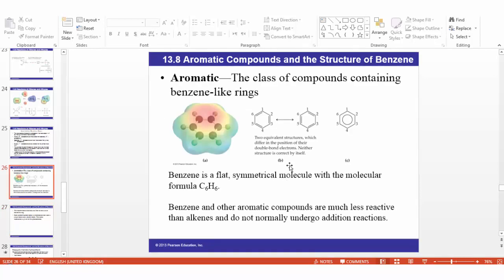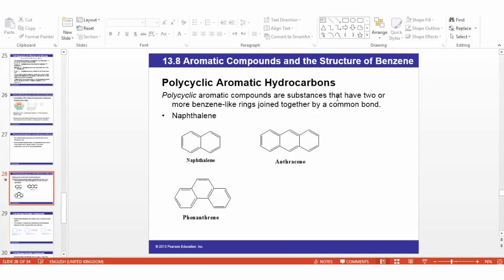So again, these are two resonance structures, and it's represented by this. Polycyclic aromatic hydrocarbons are substances that have two or more benzene rings joined together by a common bond. One is called naphthalene, this is anthracene, this is phenanthrene.